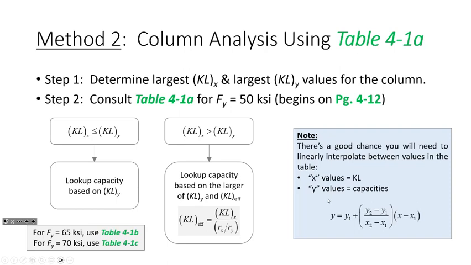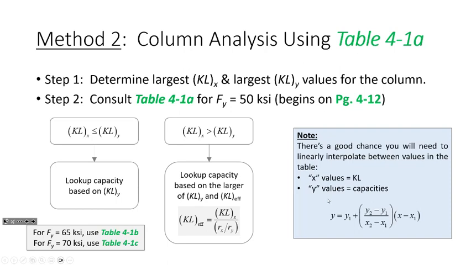Now, what it's doing is it's listing specifically the column's capacity according to the weak axis buckling capacity. So what we're going to do to analyze a column using these tables is determine the largest KLX and the largest KLY. So not KL over R, just KL. So KL along the x-axis, KL along the y-axis. Okay, and then we'll look up our capacity.